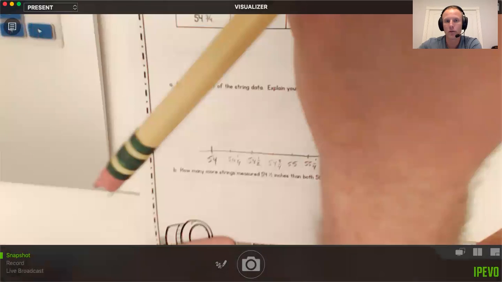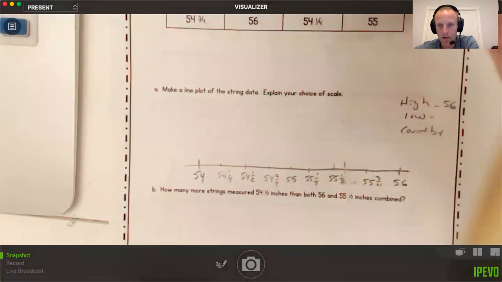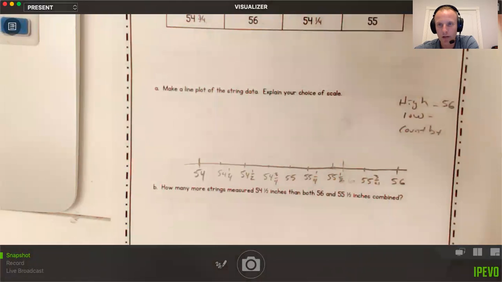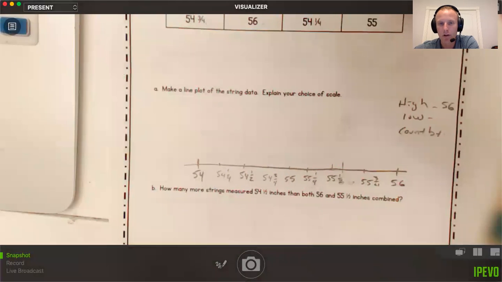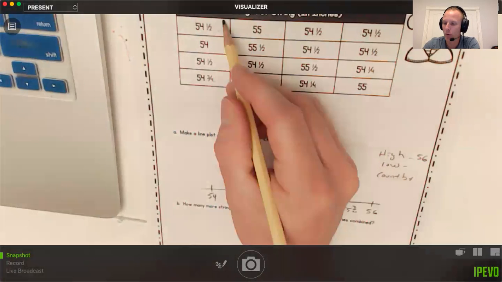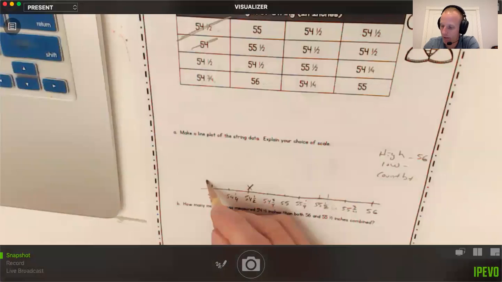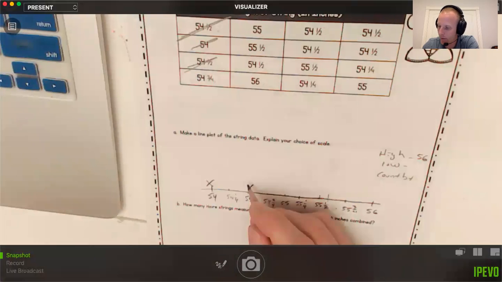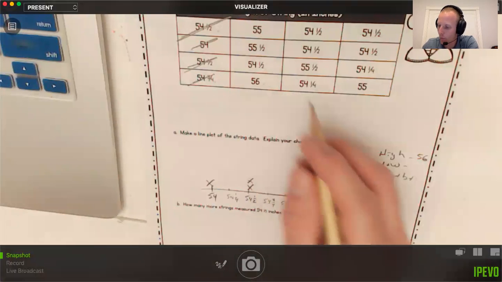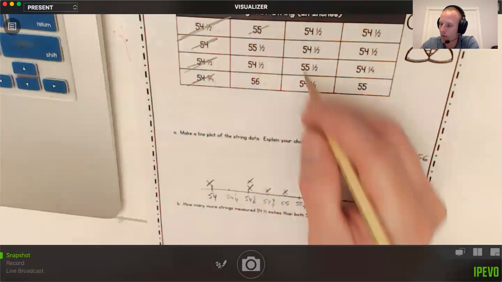All right, I'm going to show you that a little closer. I have my number line set up already. Oh, my pencil's in the way. I have the number line set up for you. Now I just have to go and match them basically. So 54 and 1/2, put an X there. 54, put an X there. 54.5 again, put an X. 54 and 3/4, put an X. And we just keep going through this process the whole way.